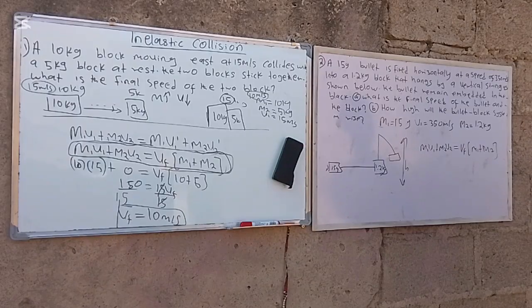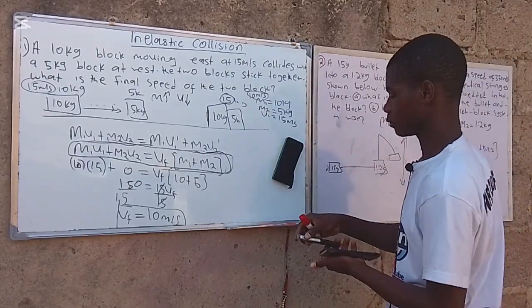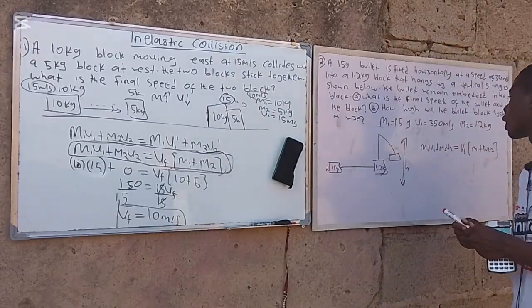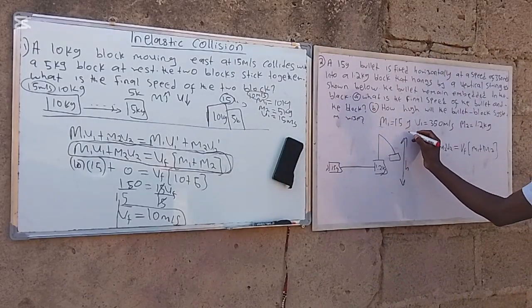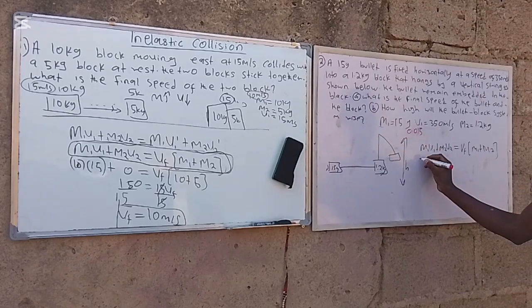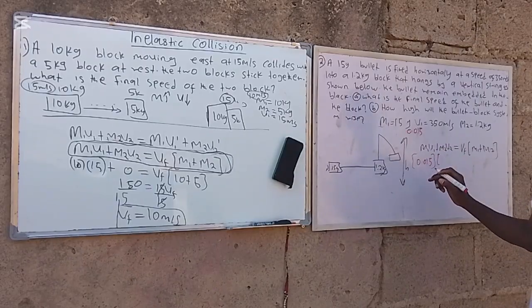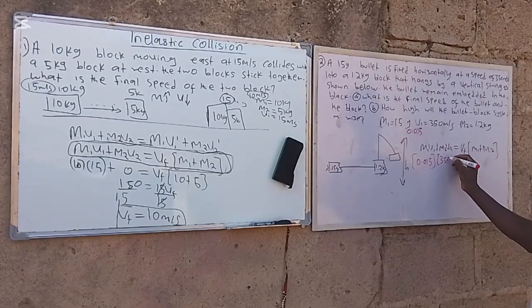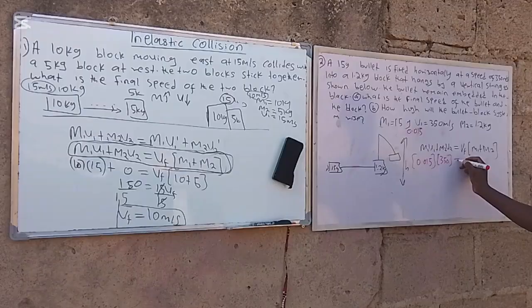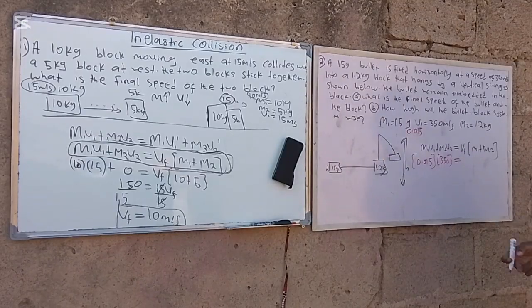So the next thing that I'm going to do here is that I have this in gram. I have to convert it to kilogram. To convert it to kilogram is the same thing as 0.015. So 0.015 multiplied by the V1, which is 350, plus 0. Because M2, which is 1.2, multiplied by the initial V2, which is 0, gives 0.